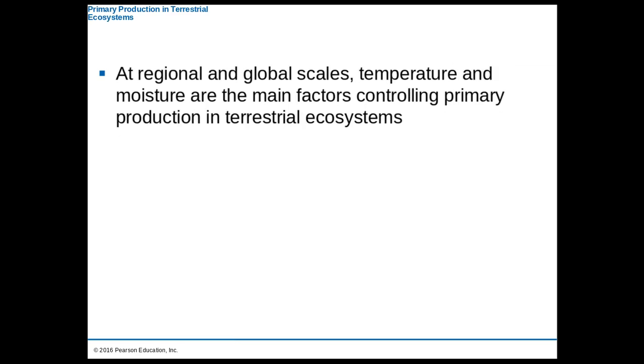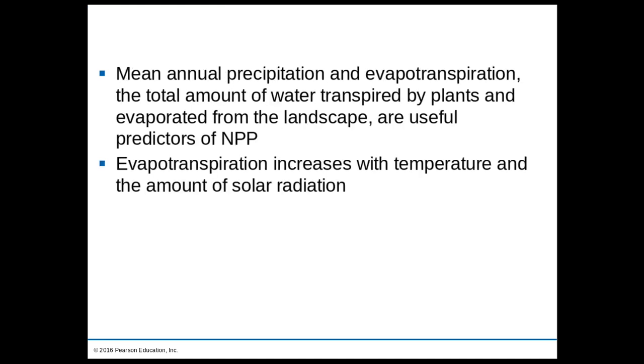And now we can talk about land ecosystems and the primary production in terrestrial ecosystems. So when it comes to Earth and the land, the temperature and moisture are the main factors that control primary production. So the areas like we talked about, tropical rainforests, tend to be the most productive. We tend to look at the annual precipitation, which is, for example, water falling from the sky, so rain, snow, etc., and evapotranspiration. And this is the total amount of water transpired by plants and evaporated from the landscape.